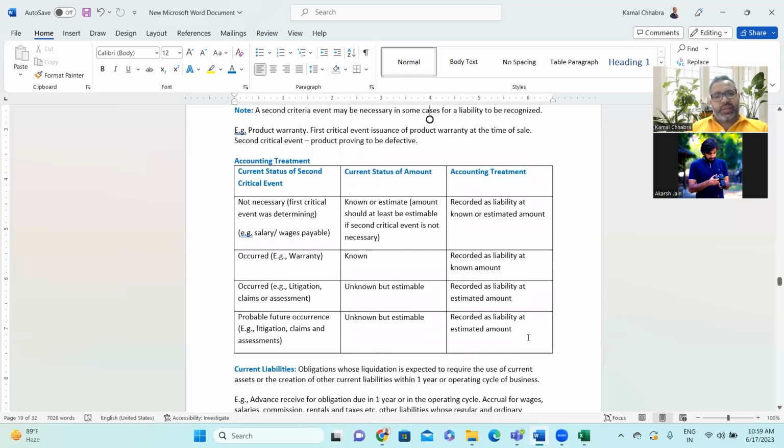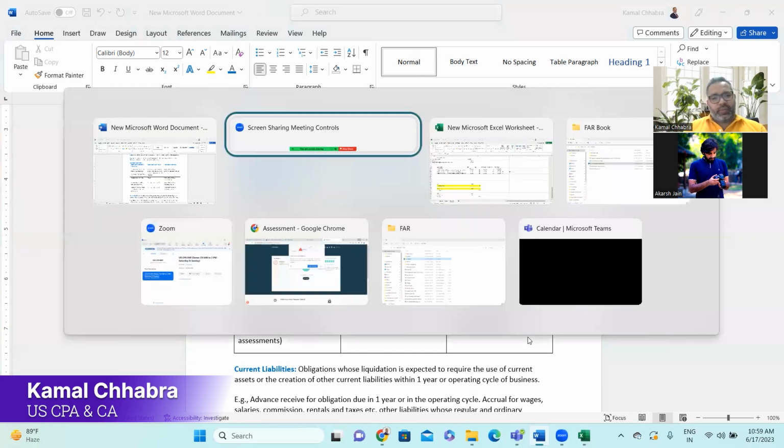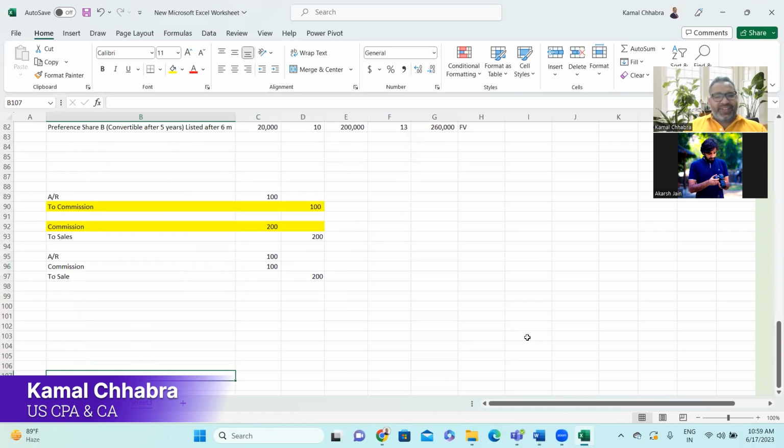First is the current status of the second critical event. The first event is very much clear, you sold the car, right? Yes. When you sold the car, what will be the journal entry you will be making? Car debit to bank. Oh, sorry, bank debit to sale of car. No, no, no. AR debit to inventory.